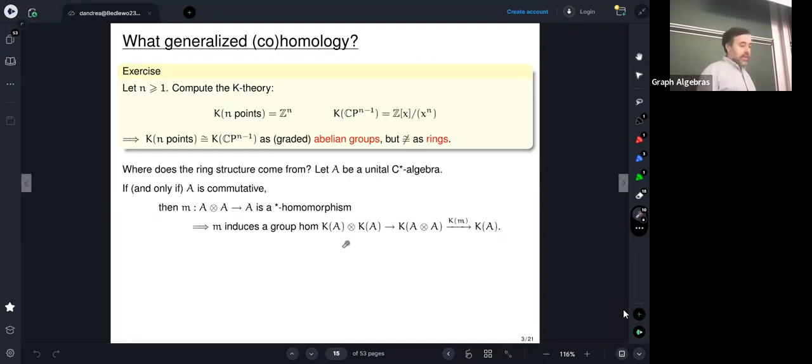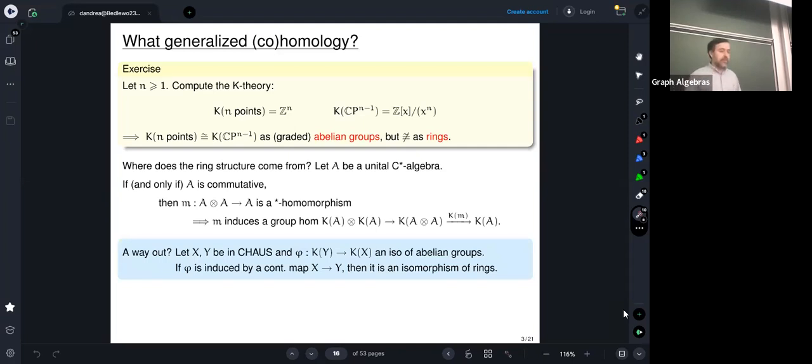So given in general any unital C*-algebra A, you can always map K(A) tensor K(A) to K(A tensor A). And then if the multiplication map is a star homomorphism, which happens when the algebra is commutative, then you have an induced map in K-theory, which composed with the previous one gives you a multiplication on K(A). So what can we do if we don't have this ring structure because the algebra is not commutative? Well, you will see the full answer in the next talk.